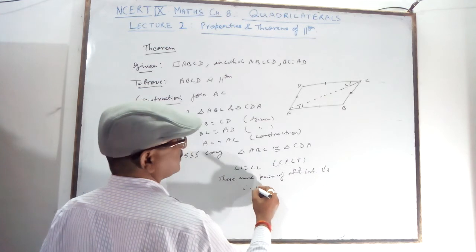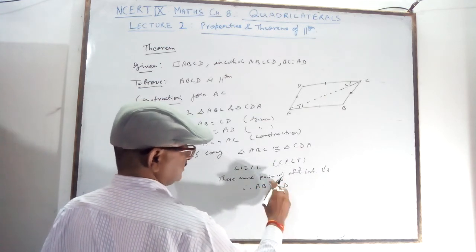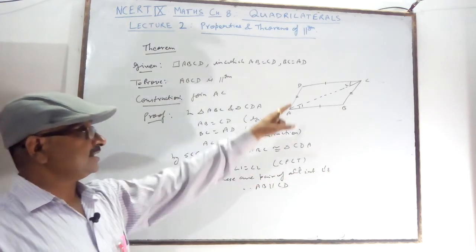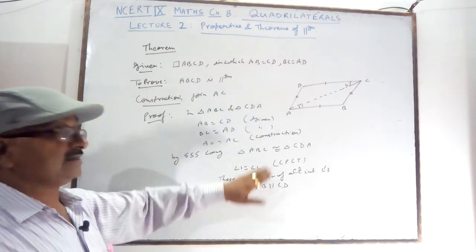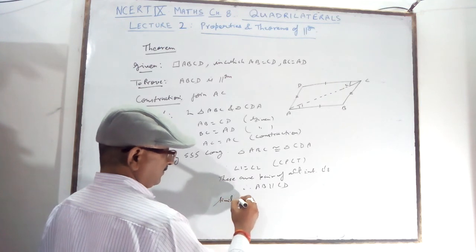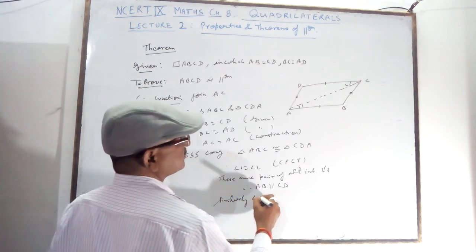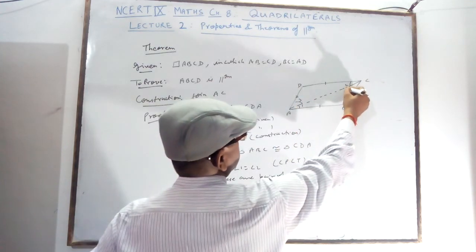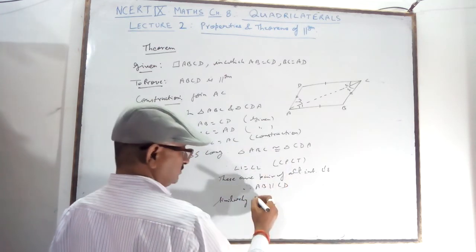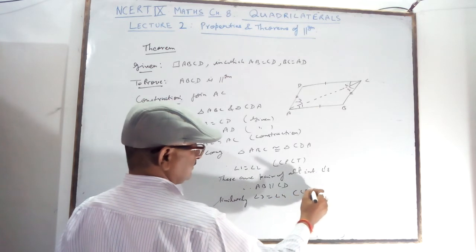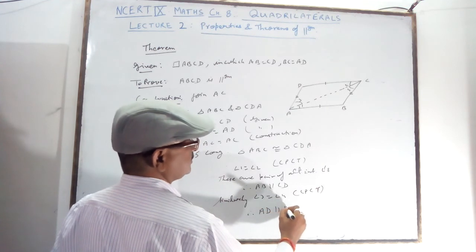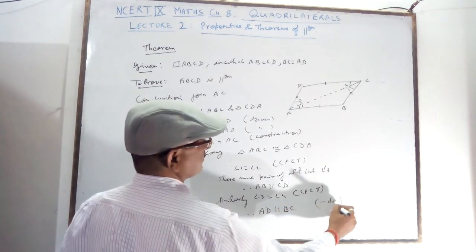Therefore, AB is parallel to CD. These are a pair of alternate interior angles because of the AC triangle. If alternate interior angles are equal, then lines are parallel. Similarly, because it is congruent, angle 3 is equal to angle 4 by CPCT, and so AD is parallel to BC, as above what you have written here.